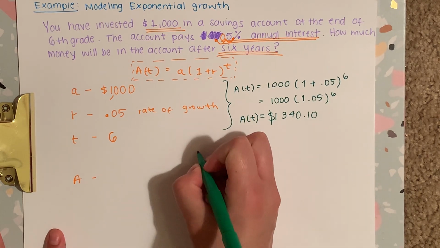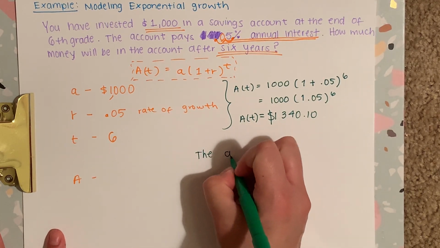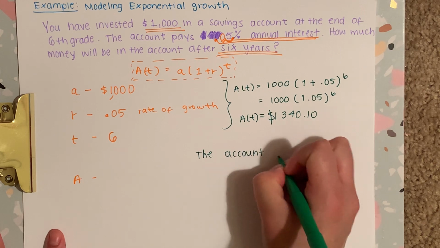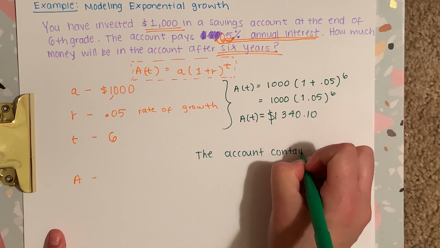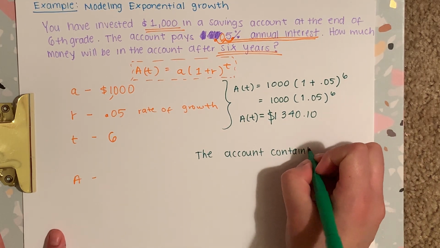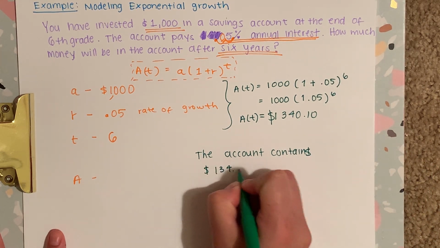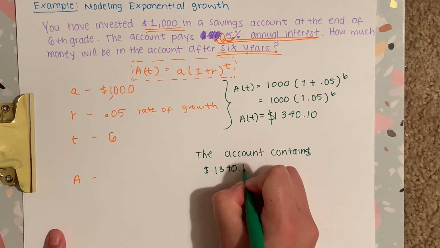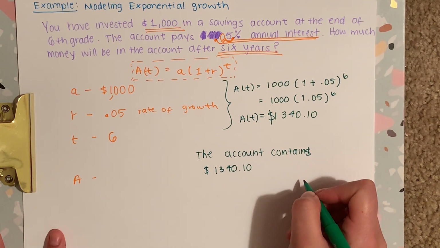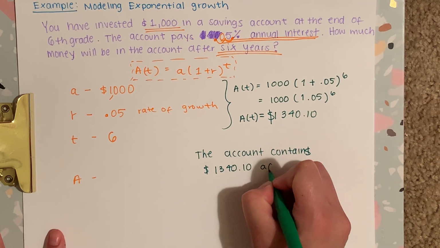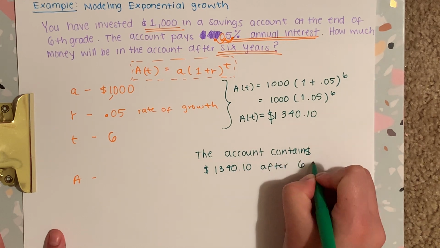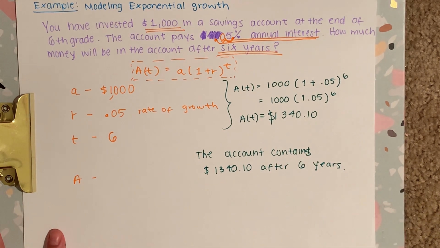So all you're going to say is, okay, the account contains $1,340 with 10 cents after 6 years. And that's it.